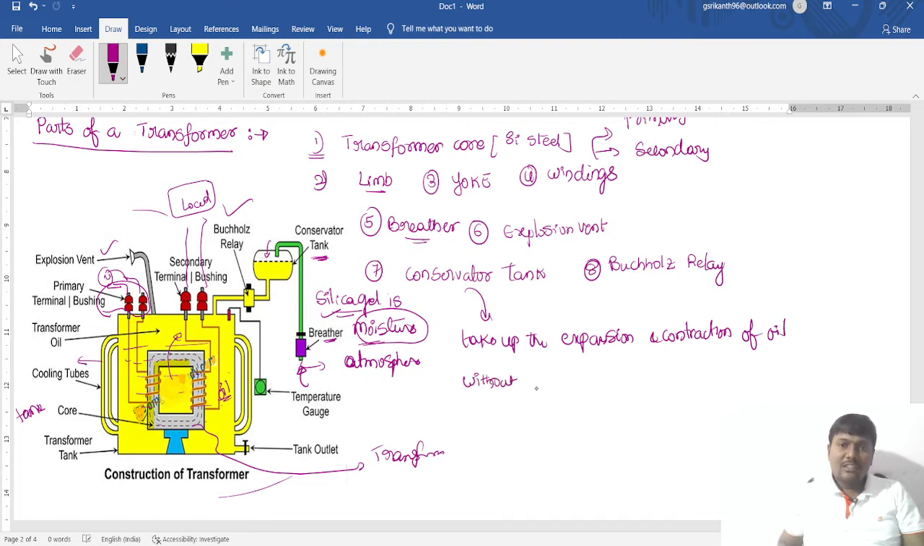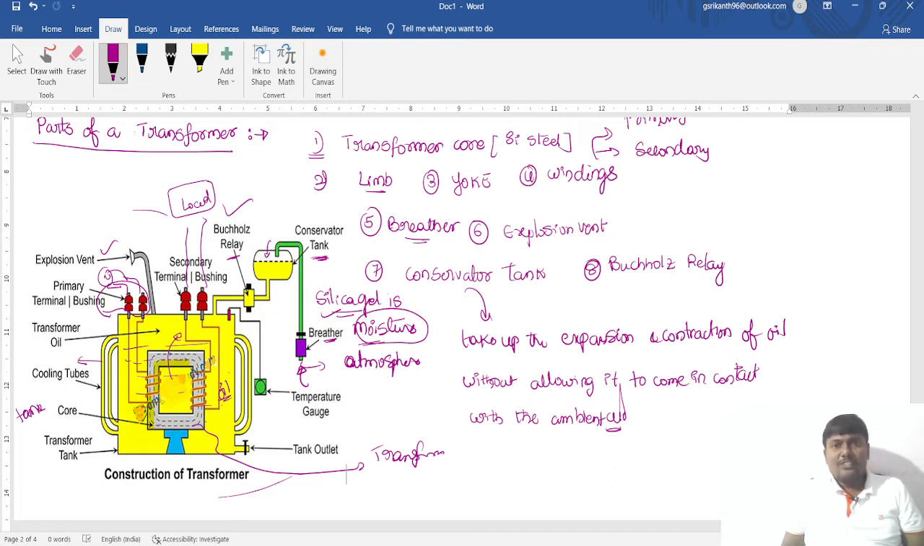without allowing it to come in contact with the ambient air. And the last part is called the Buchholz relay. It is a gas actuated relay. Whenever a fault occurs, the Buchholz relay will trip the circuit breaker. So it acts as a protecting device, right? For all types of internal faults, the Buchholz relay will react.